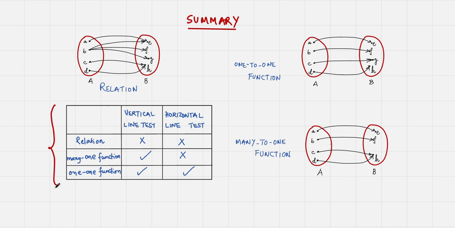And here's a summary about the vertical line and horizontal line tests. A relation may not pass the vertical line and horizontal line tests. A many-to-one function will not pass the horizontal line test, and a one-to-one function passes both of the tests.